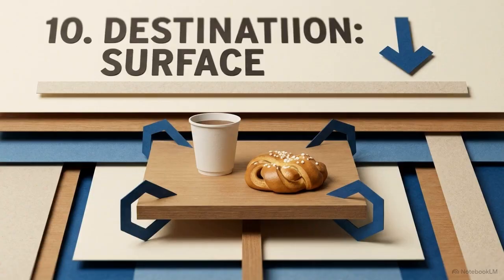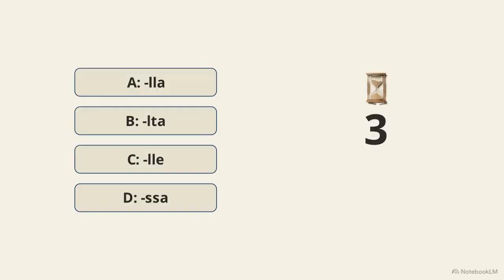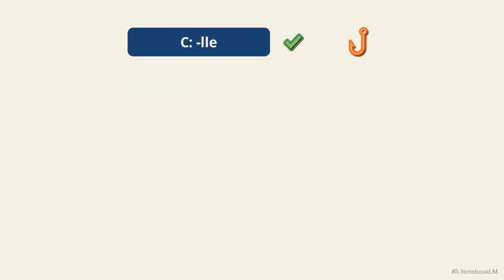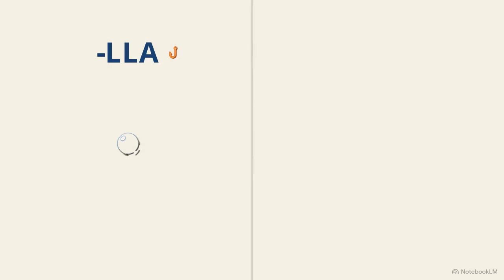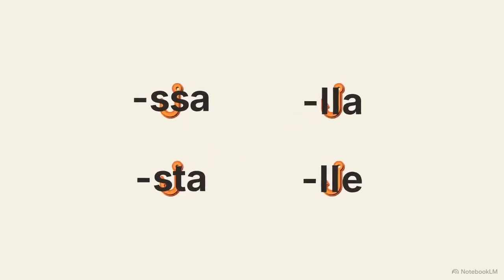Question 10. To express moving to or onto a surface like a table, which hook do you use? Pick the correct directional suffix from these 4 choices. 5 seconds. The answer is option C, lle. While lla indicates a stationary position at a surface, lle signals active movement toward it. Finnish uses these suffixes to define spatial relationships, removing the need for the prepositions used in English.